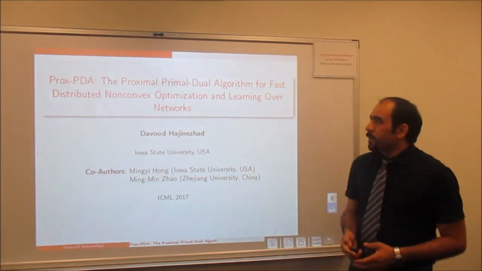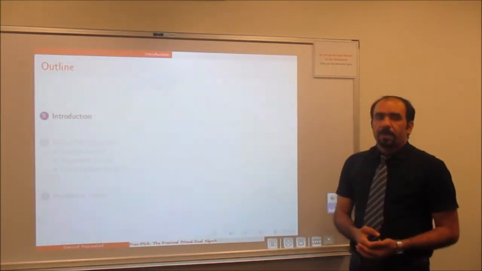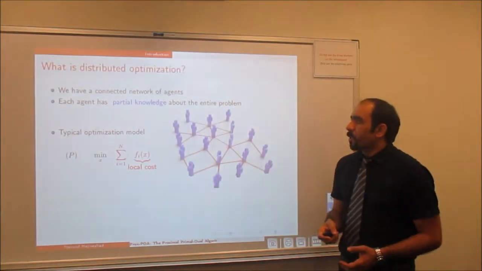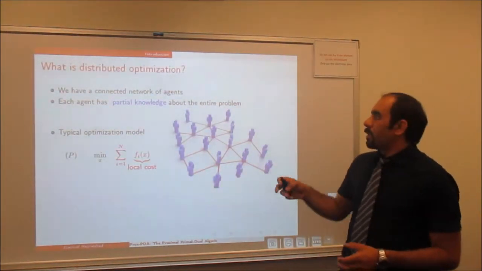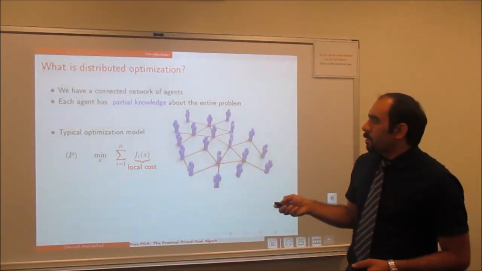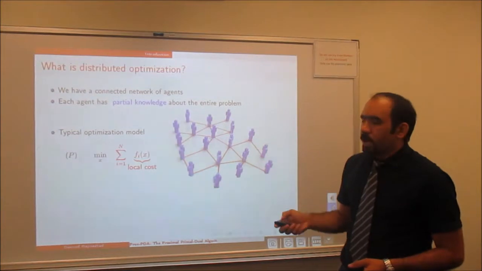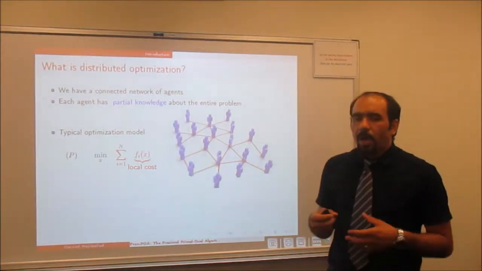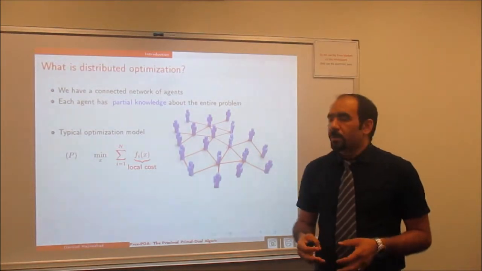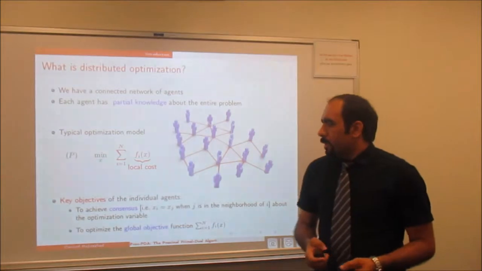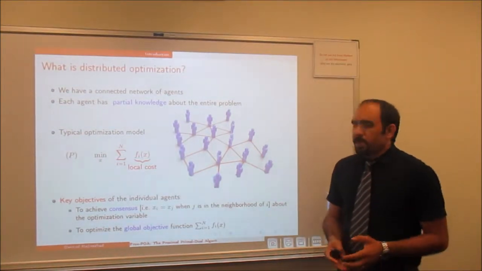So first of all, let me give you a brief introduction of distributed optimization problem. In distributed optimization problem, we have a connected network of agents like this picture. And each agent contains a local cost function which is denoted by phi of x. However, each agent has a partial knowledge about the entire problem. So no one knows the entire problem. Okay? And the key objective of the individual agents is two things.